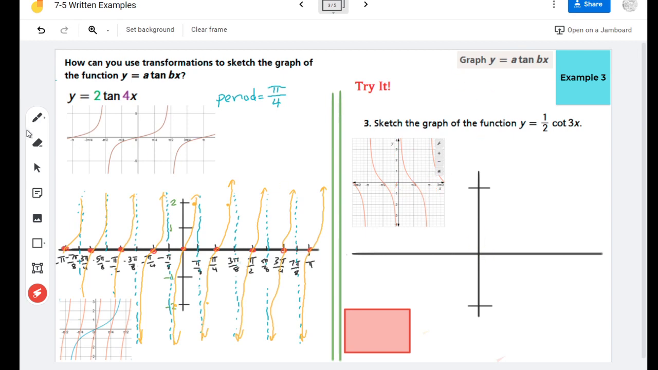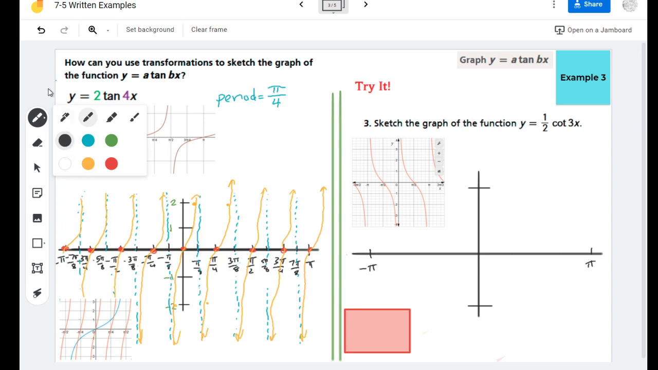All right, so I'm also going to cover to negative pi and to pi. Because I'm going to be dividing my period into thirds. All right, I'm dividing this pi into thirds. I'm going to go ahead and do that first. So that's going to be with my asymptotes. So there's pi over 3 and 2 pi over 3.